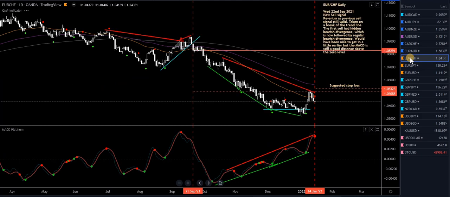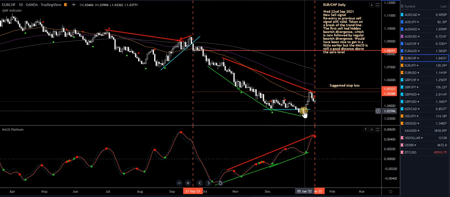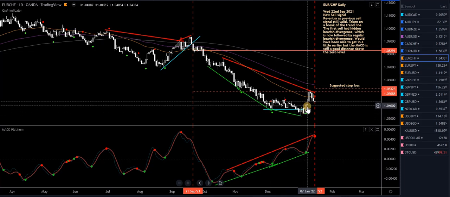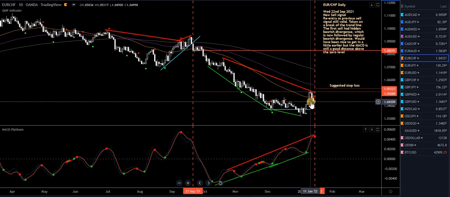Euro Swiss, now this is a new trade for Monday. All right, this is a bit of a bummer actually. I was in the sell trade here from the 22nd of September. I've had a couple of goes of buys in here. One would have been here, one would have been there. I declined to take this one. I explained at the time. In hindsight, I probably should have taken it.